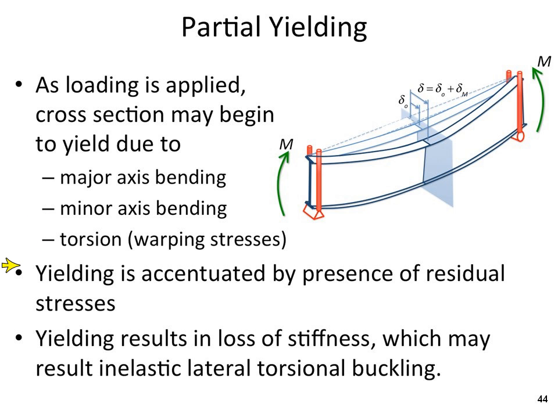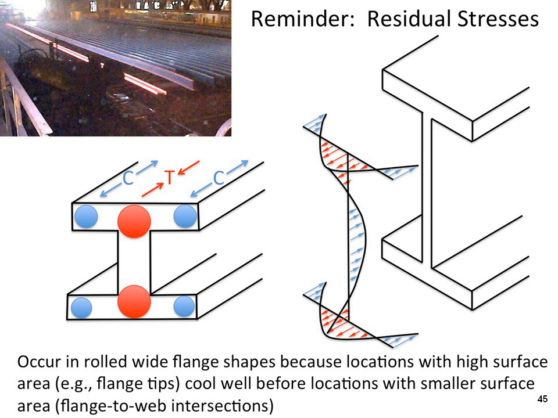In the first lecture, and Perry talked about it briefly as well, this yielding is also accentuated by the presence of residual stresses. And any time you've got yielding, you've got a loss in material stiffness, and a loss in material stiffness means that you may have buckling well below elastic buckling and into what we might call inelastic lateral torsional buckling. I tried to do a pretty solid review of residual stresses in the first lecture.